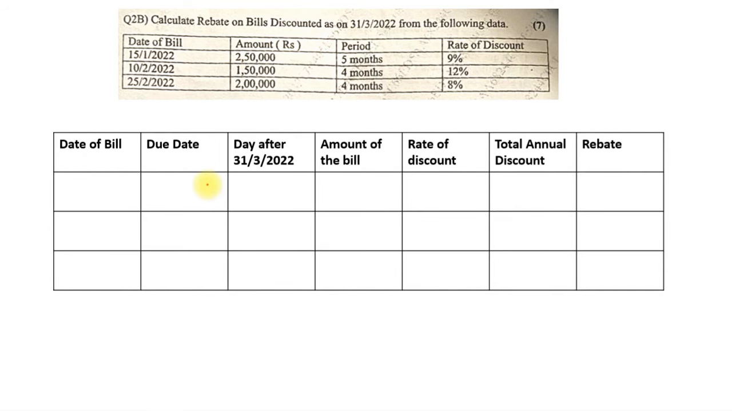Date of the bill, due date, days after 31st March 2022 because that's the date given to us, amount of the bill, rate of discount, total annual discount, and lastly we need to calculate the rebate. Step number 1: note down all the dates which have been given to us. So 15 Jan, 10th Feb, and 25th Feb. I've noted down as it is.